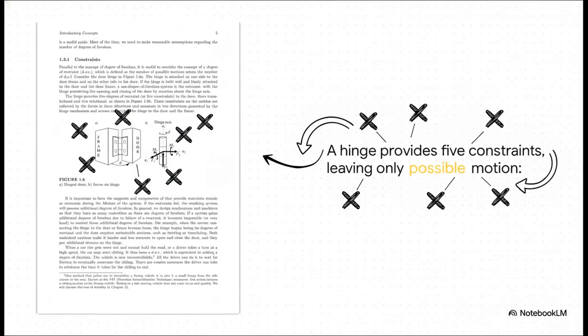Oh yeah, a door hinge is the perfect example. Think about it. A door, if it were just floating in space, could move in 6 different ways. But that hinge physically stops the door from moving up or down, forward or back, and from tilting side to side or front to back. That's 5 restrictions, 5 constraints. So what's left? Only 1 possible motion, swinging open and closed, which means the door has just 1 degree of freedom.